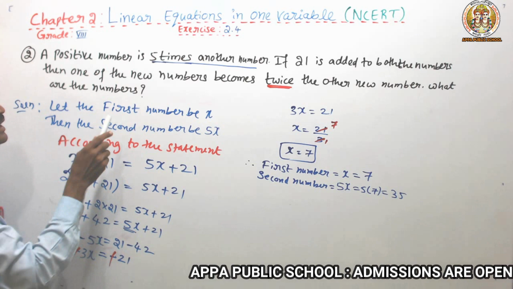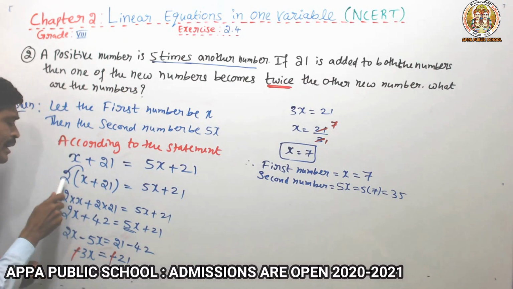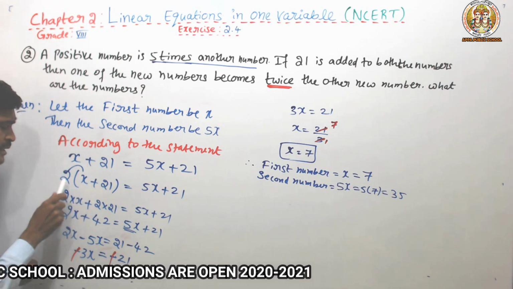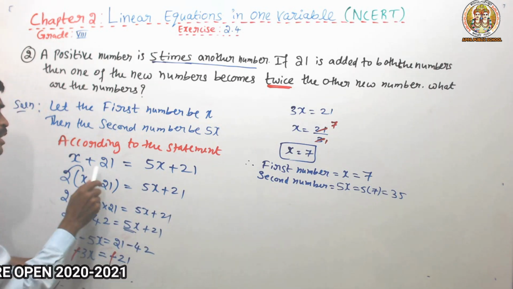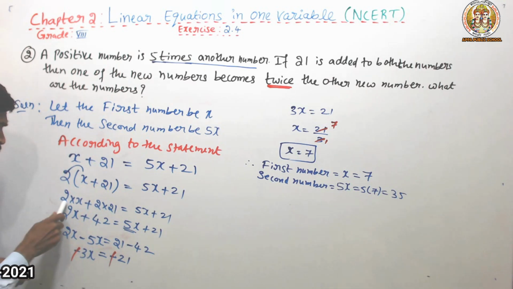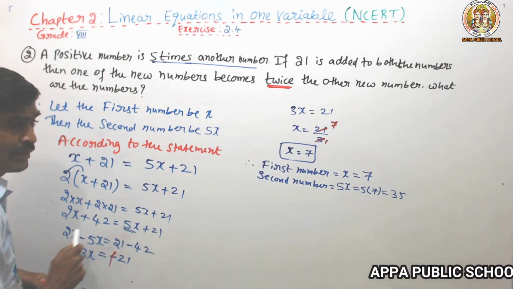So they given in the statement, one of the new numbers becomes twice the other new number. So multiply with 2 here. 2 into x and plus 2 into 21. Keep as it is 5x plus 21. Any one number multiply with 2 times. So 2 into x, 2x. 2 into 21, 42 is equal to 5x plus 21.